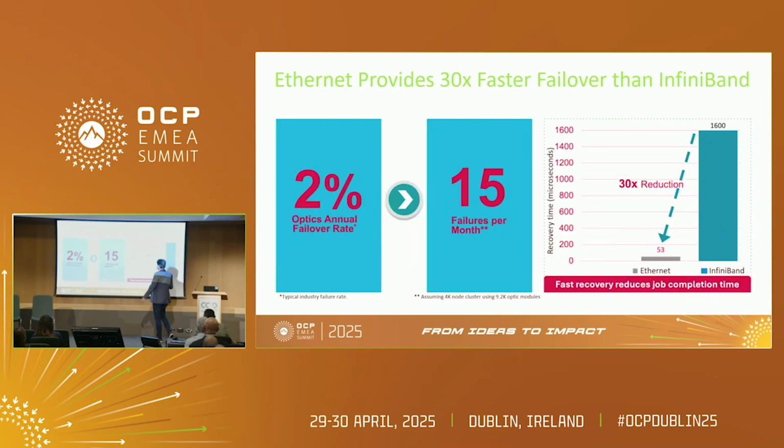Another data point to remember is failover recovery. Let's face it, if you have a large enough network, there will be failures. When you compare the failover time between InfiniBand and Ethernet, Ethernet is at least 30 times faster than InfiniBand in terms of failover, right? And this is the worst case scenario. In the best case scenario, it's not 53 microseconds, it's 37 microseconds. So we can actually fail over 43 times faster than InfiniBand.